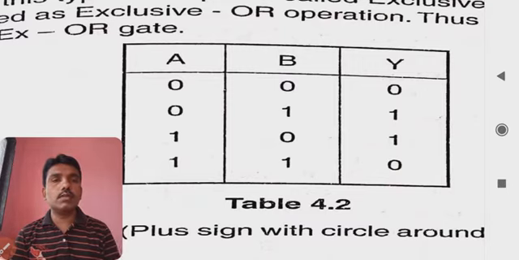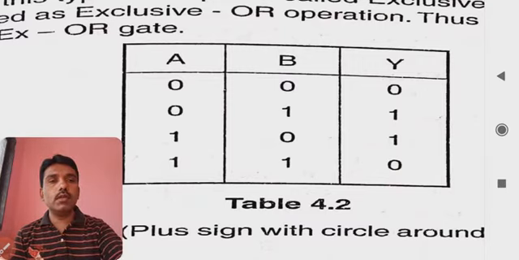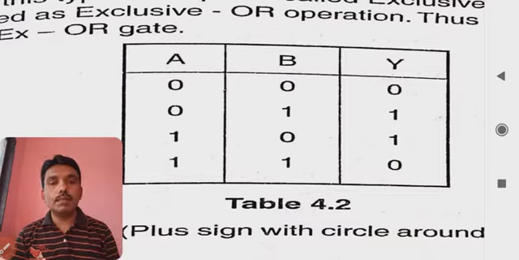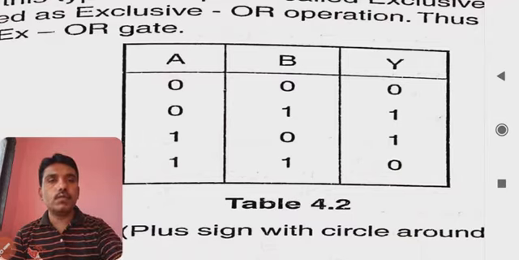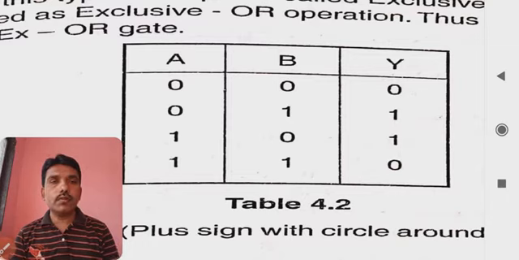In other cases, only when any one of the inputs is high does this give you a high output. Or in a simple way, the exclusive OR gate gives 0 when all the inputs are the same, that means 0 0 gives 0, and 1 1 is also 0. That means when all the inputs are the same, the output will be 0.